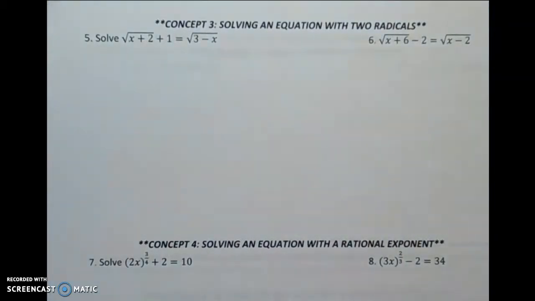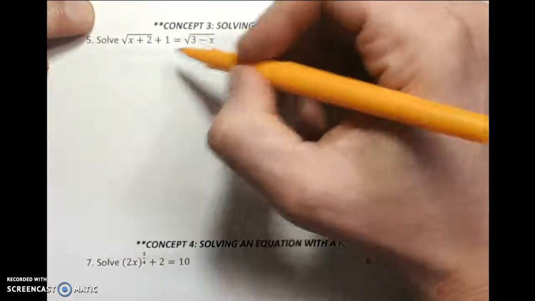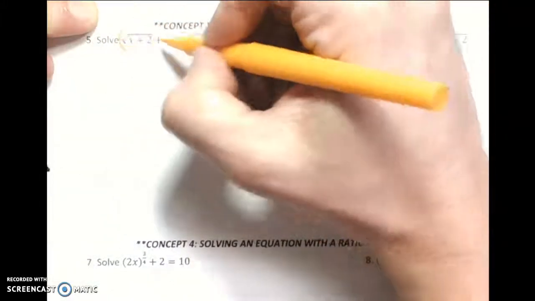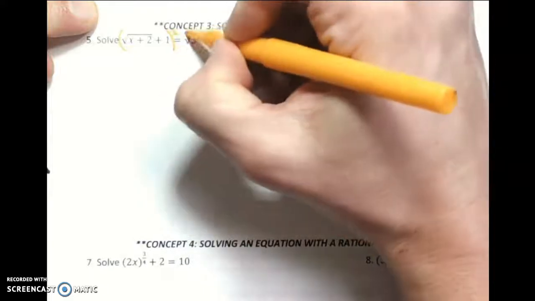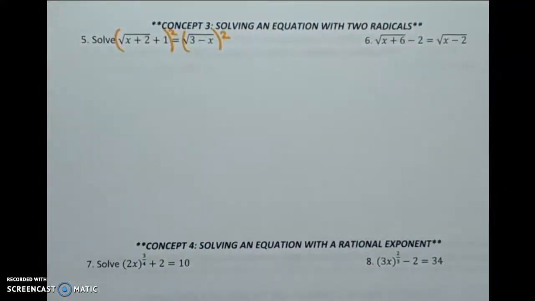Okay, concept number 3. Solve an equation with two radicals. Same idea, but this time you'll notice I have two radicals. So now, in order for me to get rid of those radicals, I'm going to have to square both sides here. It's still not going to get rid of the radicals, but it's going to at least give me the option to then square it again to get rid of it. I know that's kind of complicated, but here we go.